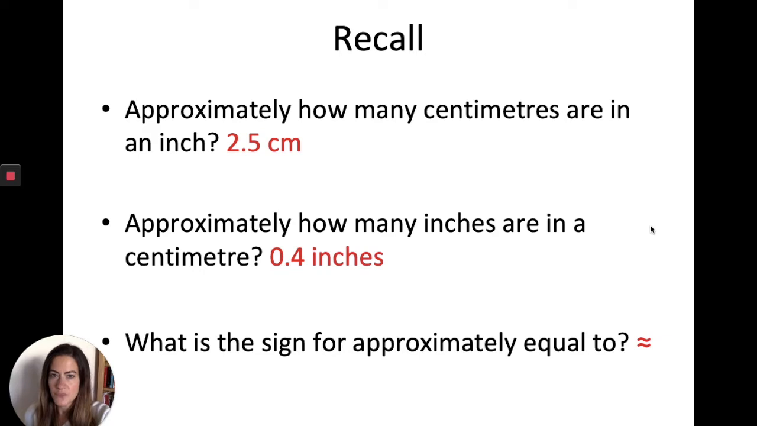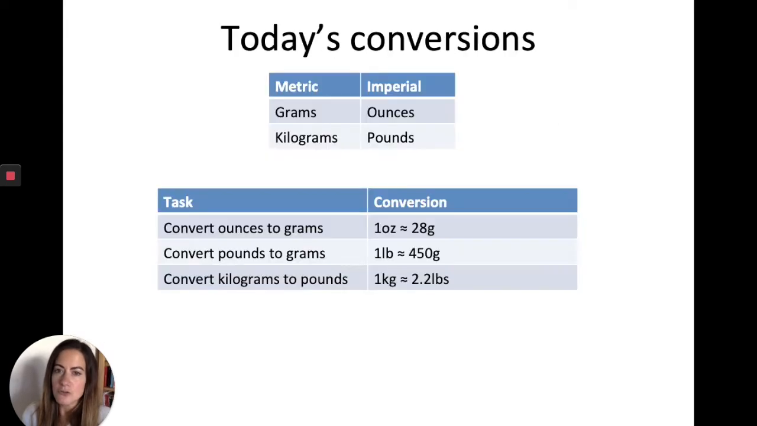Here we go. There are approximately 2.5 centimetres in an inch. So as a number sentence, you would have 1 inch is approximately equal to 2.5 centimetres. 1 centimetre is approximately equal to 0.4 inches, and here is that symbol that we learned about yesterday. Hopefully you got 3 out of 3 there. If you didn't, you might want to go back and recap yesterday's video at some point. But if you did okay, then you're ready to carry on.